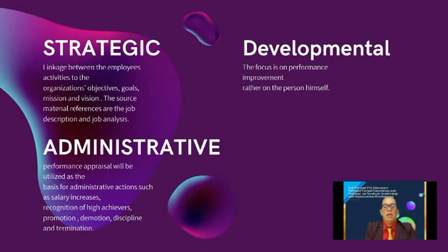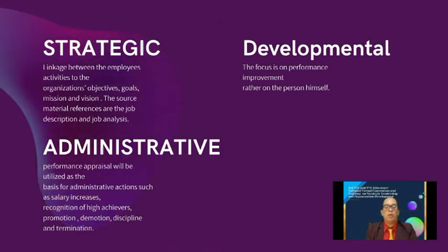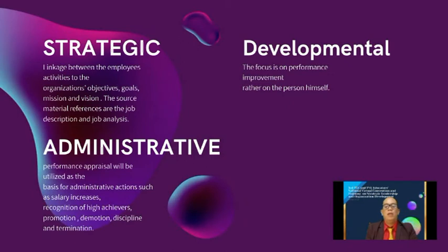There should be a link between the employee's activities to the organization's goals. That's why when the manager and his subordinates sit down to work on the performance plan, the first question that should be asked is, what are the strategic goals of the company? And how can the employee support these goals? The source material references are the job description and of course the job analysis.